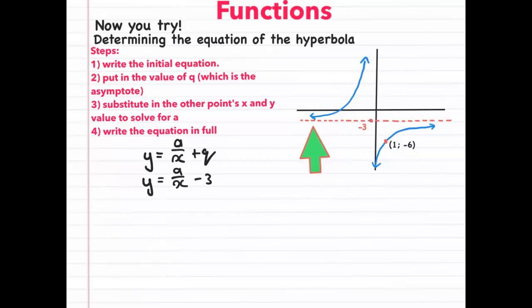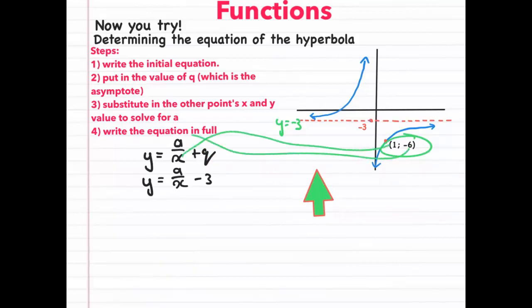Great, okay. And remember, I'm just going to write this again because many times they ask you what is the equation of the asymptote. Because it goes through minus 3 and it's a horizontal line, we know that it is y equals minus 3, right? Okay, so y equals a over x minus 3, then substitute in the other point's x and y values to solve for a. So we take this point here, the other point, and we put the 1 into x's place and the minus 6 into y's place. So let's do that. So y is equal to minus 6 equals a over 1 minus 3.